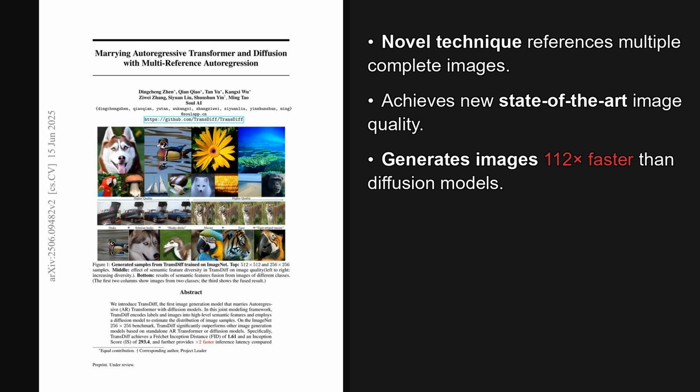So what's the big picture here? Well, this work on TransDiff shows that by cleverly combining an autoregressive transformer with a diffusion model, we can get the best of both worlds. The model generates images with state-of-the-art quality, while being over 100 times faster than leading diffusion methods. The key innovation is multi-reference autoregression, which looks at several complete images to create the next one. This approach opens up some really exciting possibilities for fast, high-quality image, and even video generation.